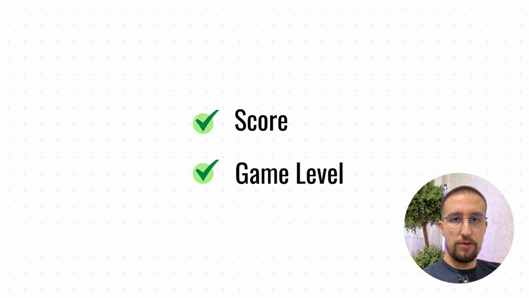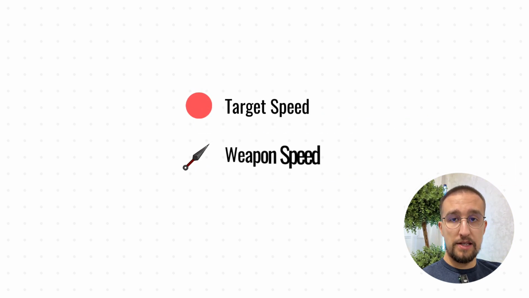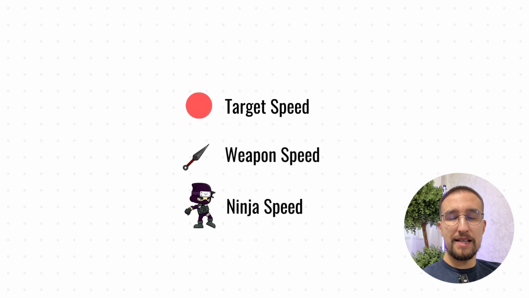Each difficulty level will increase the following properties: the target speed, the weapon speed, and the ninja speed. The game is considered to be over if one of the bubbles falls below the ninja character.